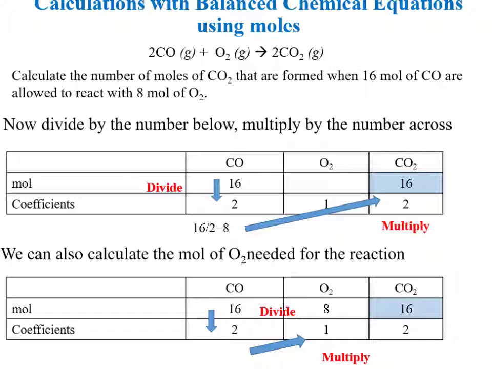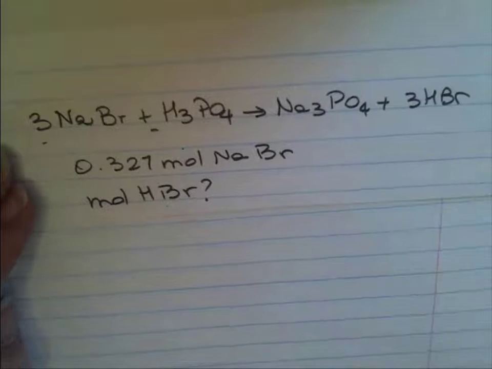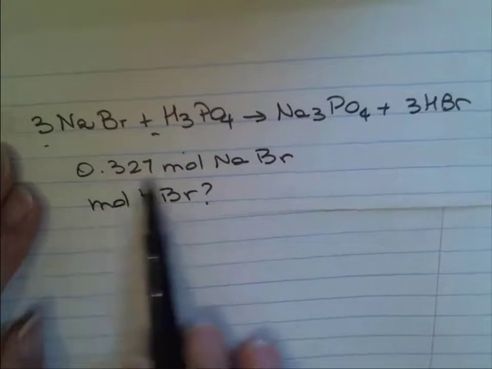Let's just look at an example on how to build this table. How many moles of HBr will form when 0.327 mole of sodium bromide reacts with phosphoric acid? I'm going to pass to my notepad to solve this problem. So I have my reaction written here, and I have my data.